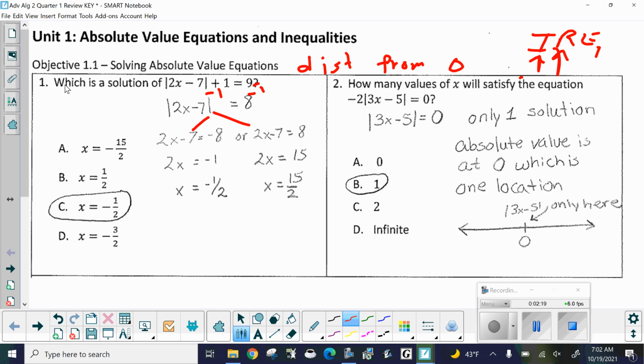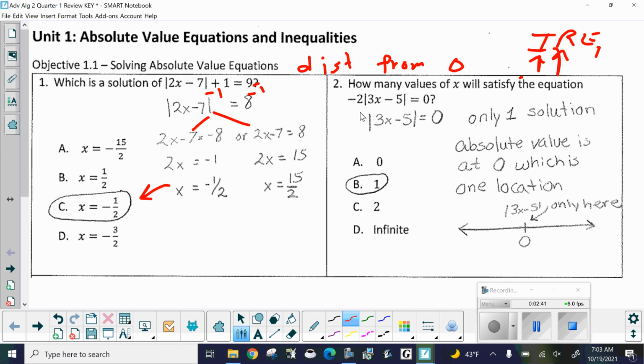The question is asking which is a solution. So it's not necessarily asking for both, it's asking for one of them. Negative 15/2? No, it's positive. Positive 1/2? No, I've got negative 1/2. Negative 1/2, here's my answer. And down here, negative 3/2, we didn't even get that.